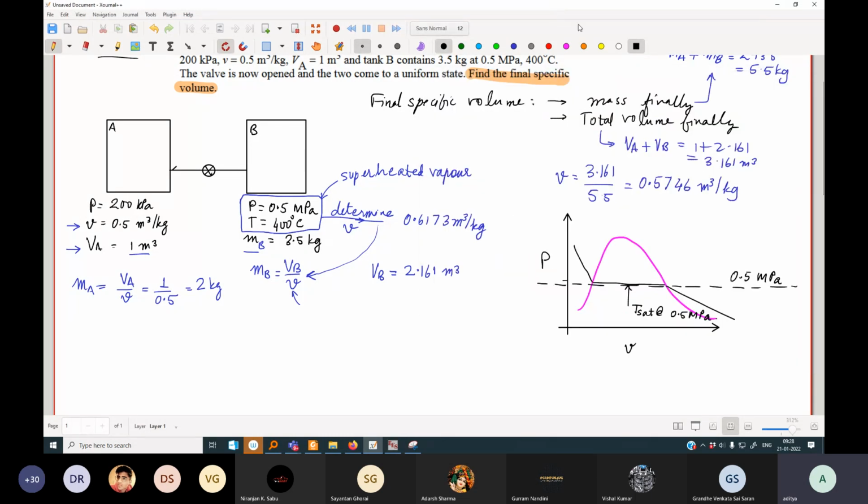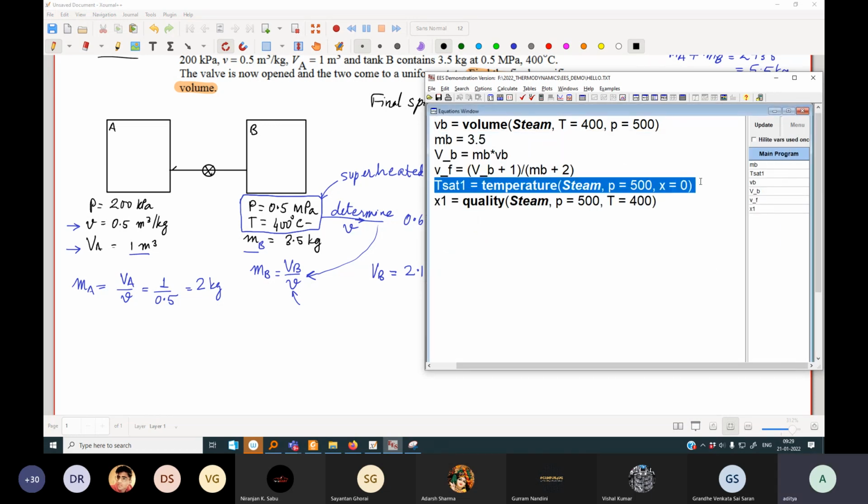So directly the computer tells us that the quality is 100 and this saturation temperature is 151 point something degrees Celsius. And the actual temperature is 400 degrees Celsius. So the 400 degrees Celsius isotherm will be this. Obviously the intersection of the 400 degrees Celsius isotherm and the isobar P equal to 0.5 megapascal lies in the superheated vapor region.